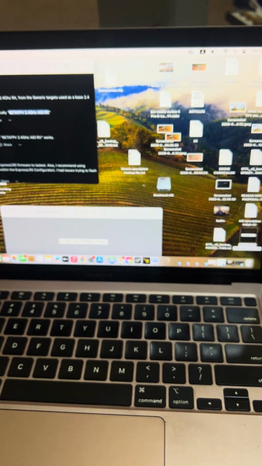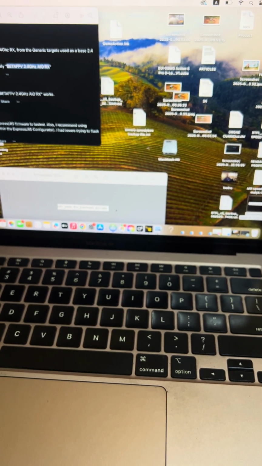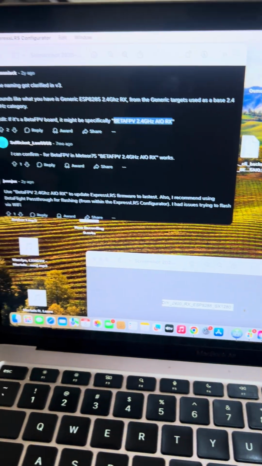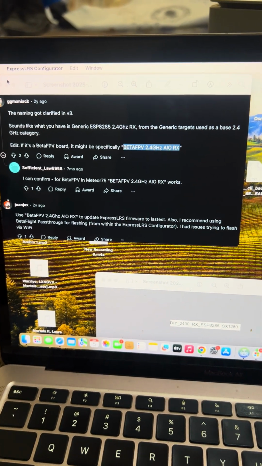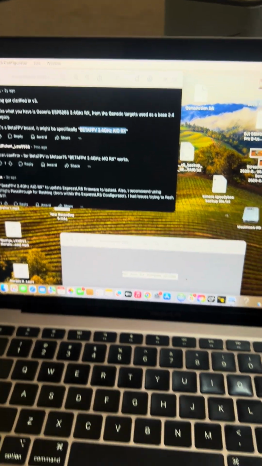Not until I did some reading online, and it showed that whenever you have a receiver like that and it's a BETAFPV quad, you can just go and flash the firmware for the BETAFPV 2.4 gigahertz. Yeah, I got this online. AIO then RX something, receiver. It works very fine, and for me honestly it really worked very fine.